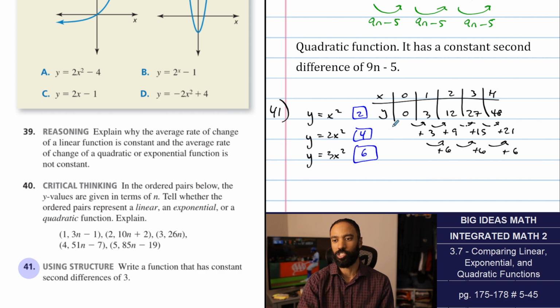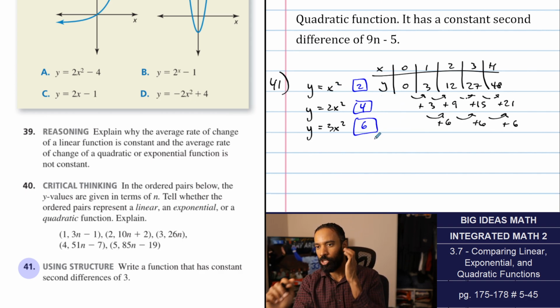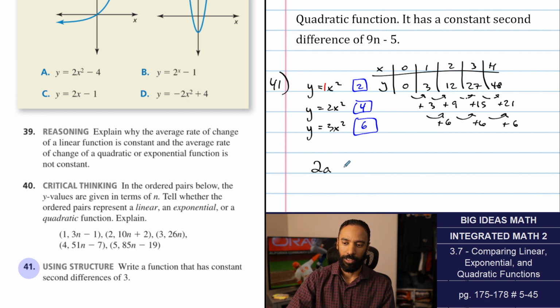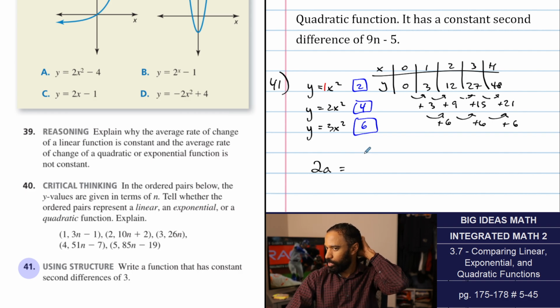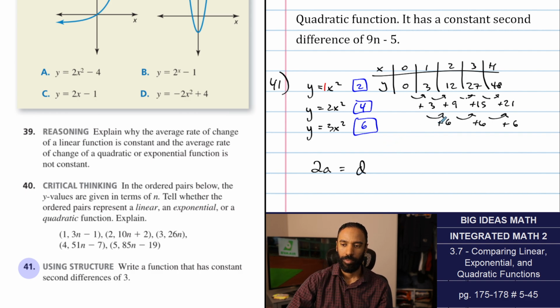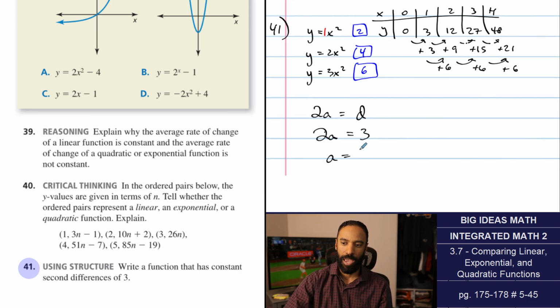So if this is working in such a way that whatever your a value is, you double it. Notice this a value is 1, this a value is 2, this a value is 4. That means you double your a value to get your second difference. I'll put D, second difference of D. So if I have to double my A value to get 3 as my second difference, then my A would have to be 3 over 2 or 1.5.